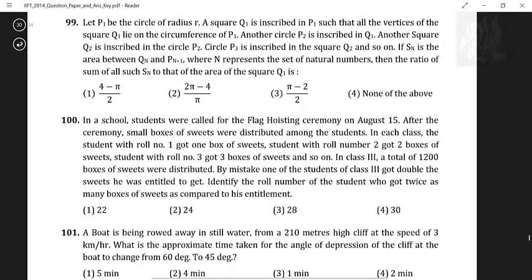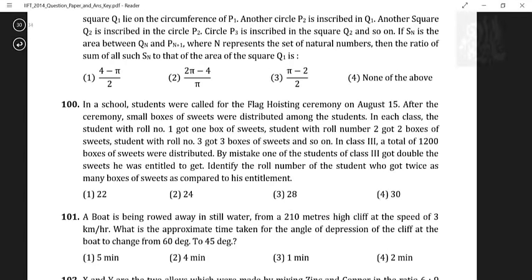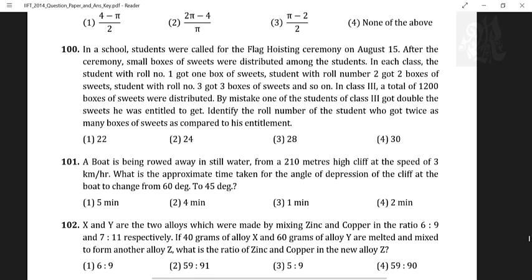So now recognize strong areas. For example, 101. Let's say I'm good at arithmetic, so I'll go for 101. Boat being rolled in still water, 210 meters high, speed of 3 kilometers per hour. What is the approximate time to angle of depression from 60 to 45? No, I won't do it. This is not arithmetic.